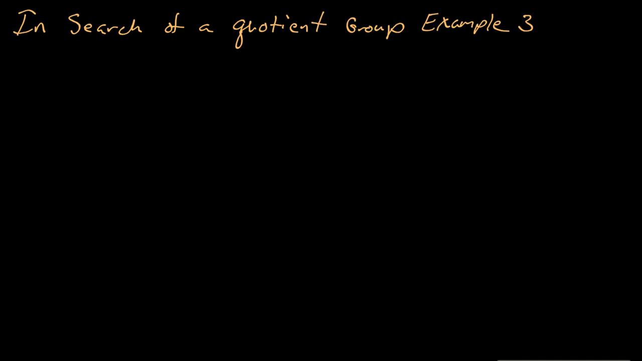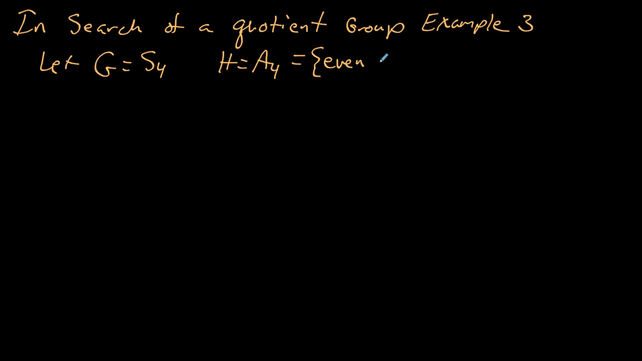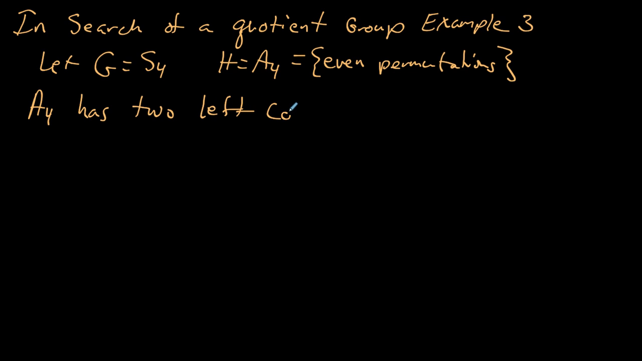In this recording, we're going to start looking at a third example of trying to find a quotient group. We're going to let G be S4 again, but this time we're going to let H be the alternating group for S4. That is the set of even permutations in S4. And it turns out that A4 has two left cosets.